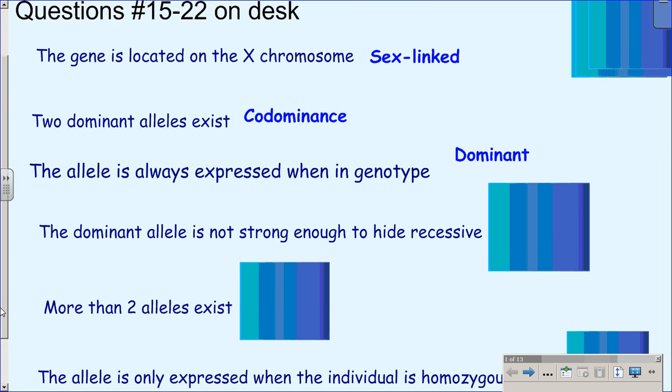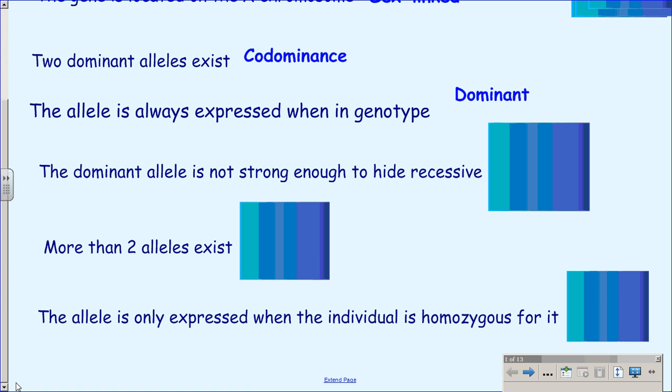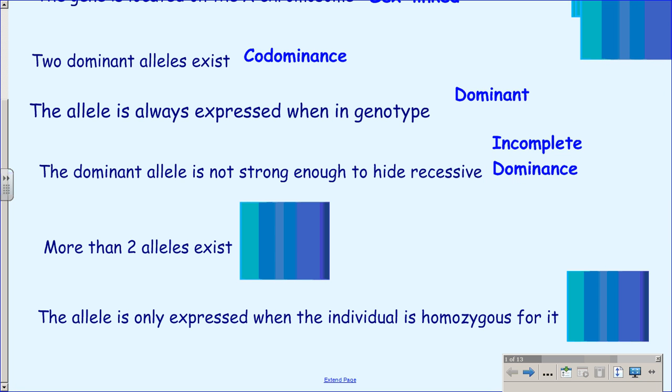The dominant allele is not strong enough to hide the recessive allele. Right, because what happens when the heterozygous occurs? It doesn't show both. Well, no, the dominant allele is not strong enough to hide it, so there's some dominant there and some recessive, so it blends. I just want you to know the word blend that goes with that. So that would be incomplete dominance. More than two alleles exist. So not one, not two, but like three. No. Codominance is just like the large D or large S. Sex link is still just X's and Y's. We talked about yesterday.